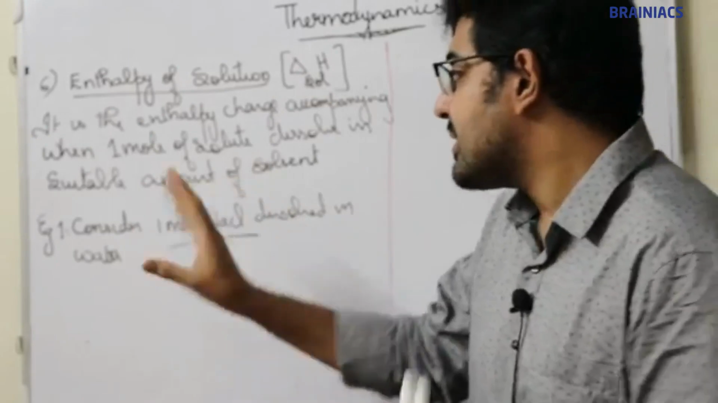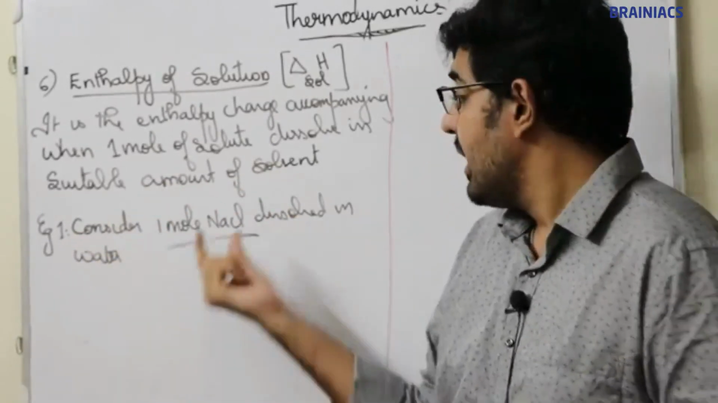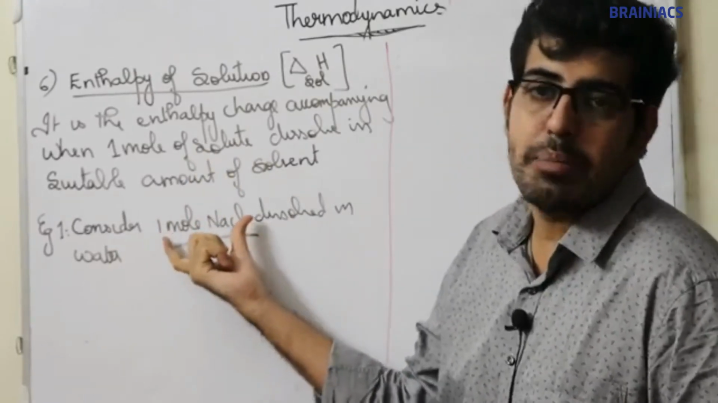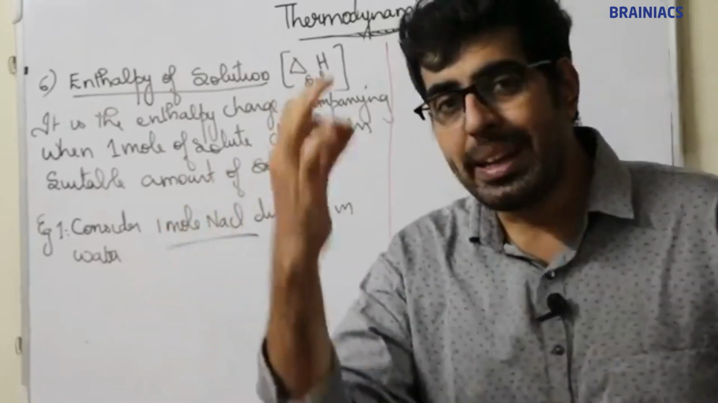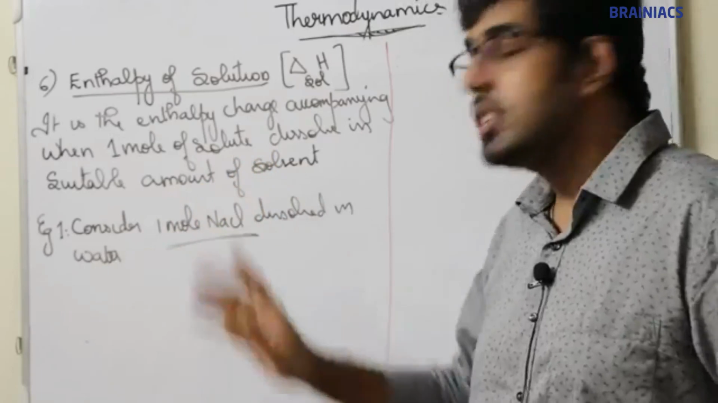Okay, let us consider one example. Consider 1 mole of NaCl dissolved in water. Let NaCl be the solute, 1 mole of NaCl, dissolved in water, and let water be the solvent.